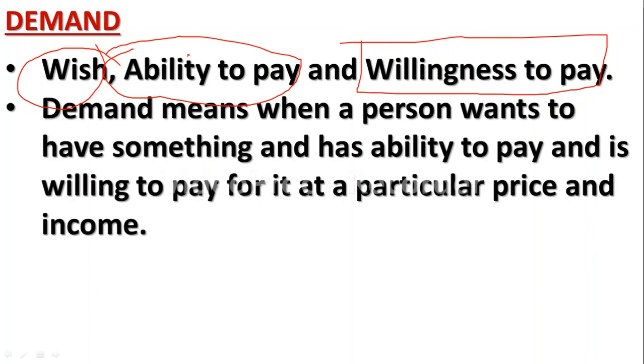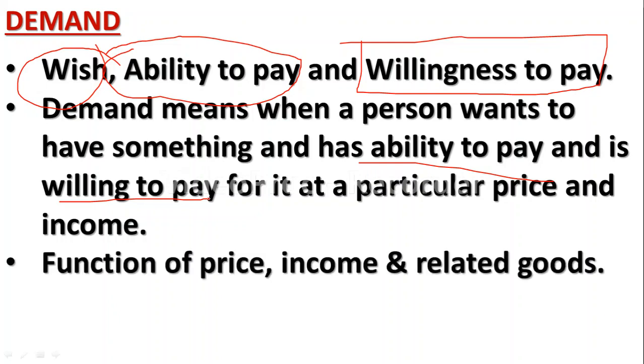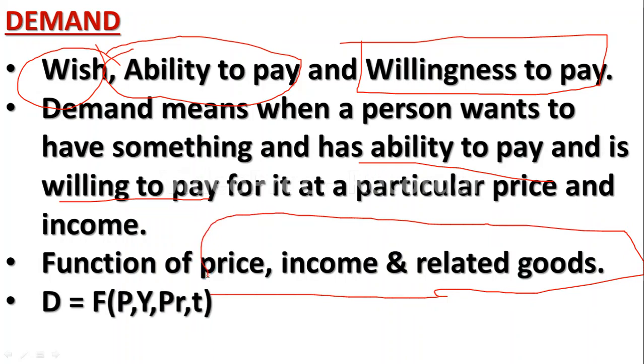So in this way, demand means when a person wants to have something and he has the ability to pay for that good, and he is also willing to pay for that, then only it constitutes a perfect demand. If you go through the function of demand, demand depends on price, income, related goods, substitute goods, etc. So we can write the demand function as D is equal to F of P, Y, P R, T. Here P means price, Y means income, P R means price of related good, T means taste. There are so many other factors which will determine the demand.